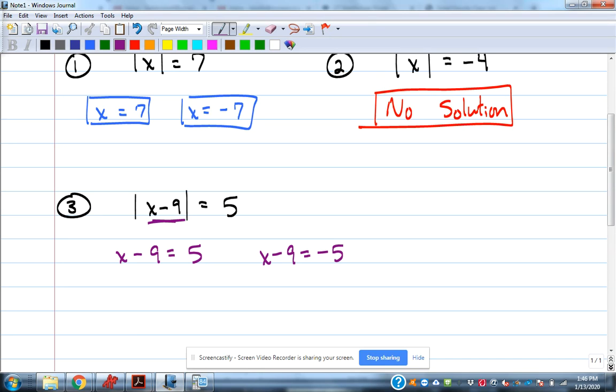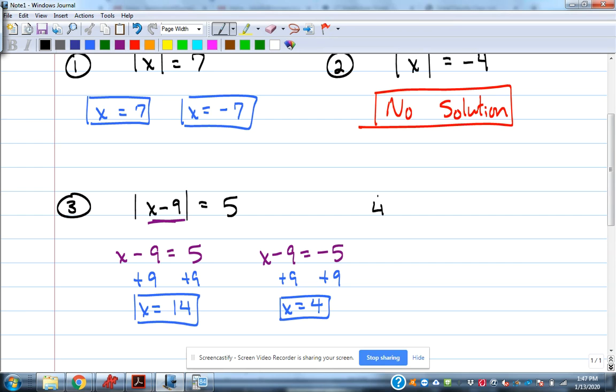Don't solve first. Get the absolute value by itself and then set up two equations and solve each one of them separately. So you add 9, that'd be 14 for the first answer, and that would be positive 4. So two different answers, both, if you plug them in, work. 14 minus 9 is 5. The absolute value of 5 is 5. 4 minus 9 is negative 5. What's the absolute value of negative 5? 5, just like the answer is positive 5. Absolute value always gives you a positive result.